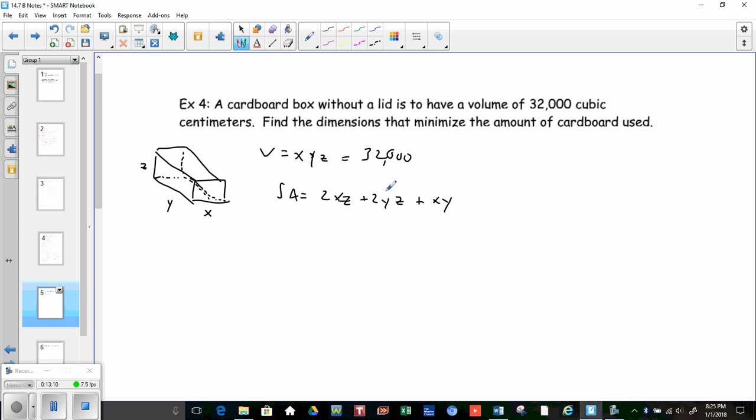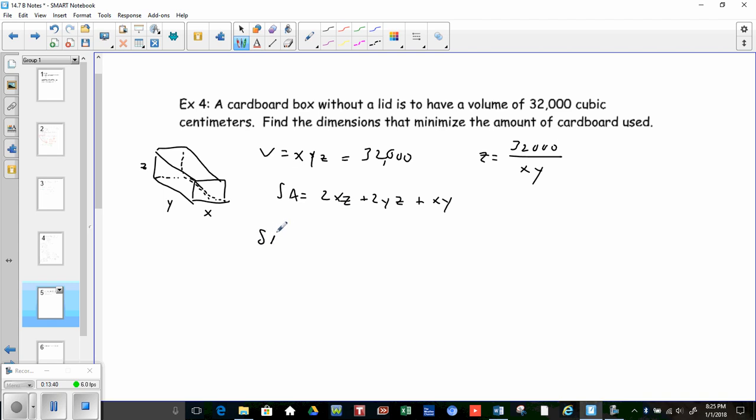The easiest thing to do would be to solve this for one of these variables, x, y, or z. Once again, I'm going to go ahead and solve for z. Doesn't really matter, although in this case I think it's going to be easier. So z is going to equal 32,000 divided by xy. And that I can use to plug into each one of these z's right here and reduce the surface area into two variables.